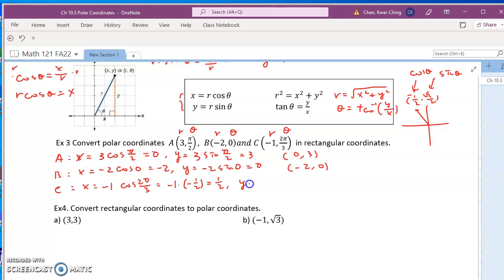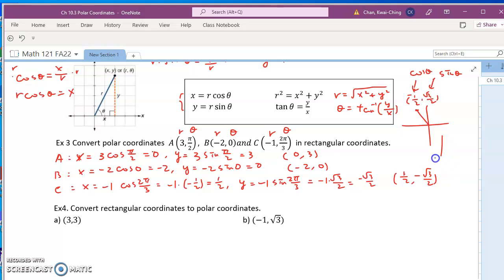What about y? Y is -1 times sine theta, sine 2 pi over 3. So that would be -1 times root 3 over 2. So it's negative root 3 over 2. So the point is 1/2, negative root 3 over 2.